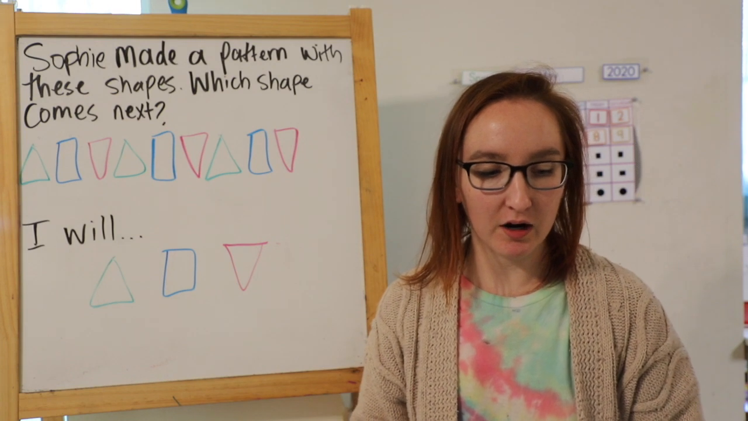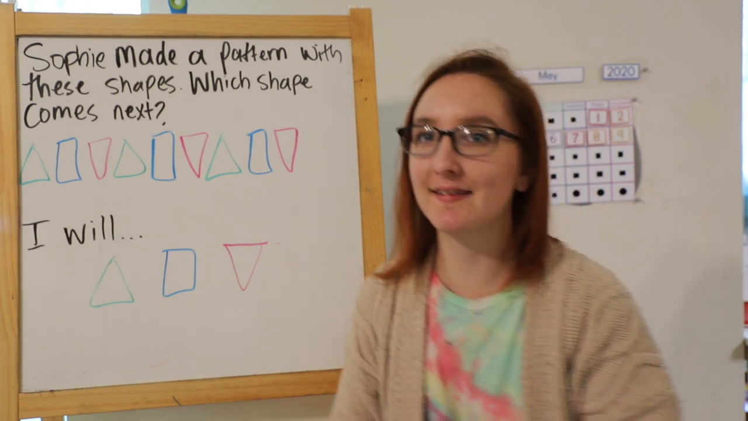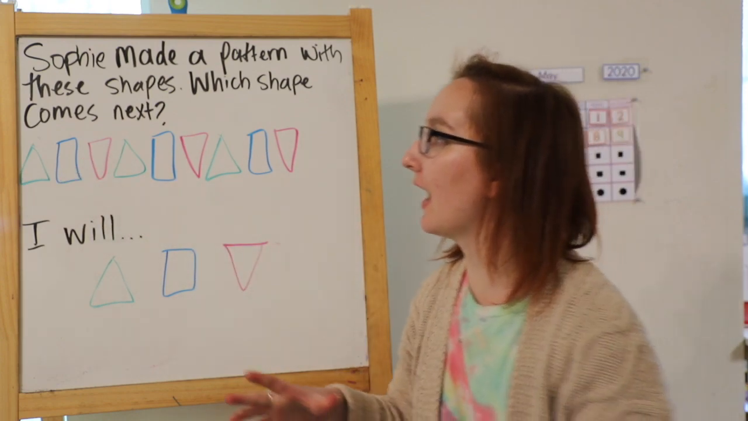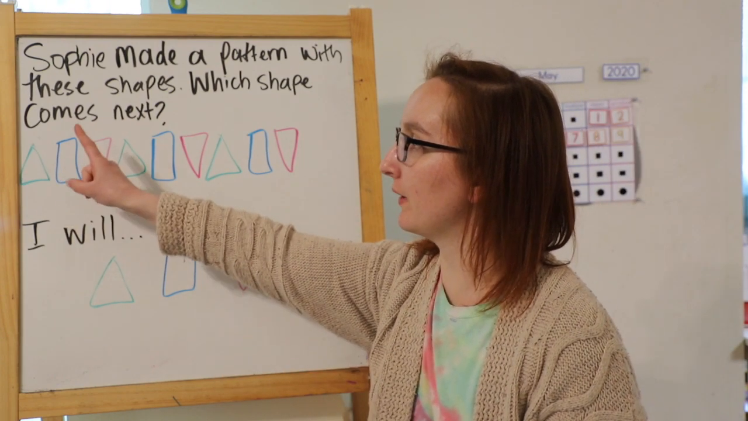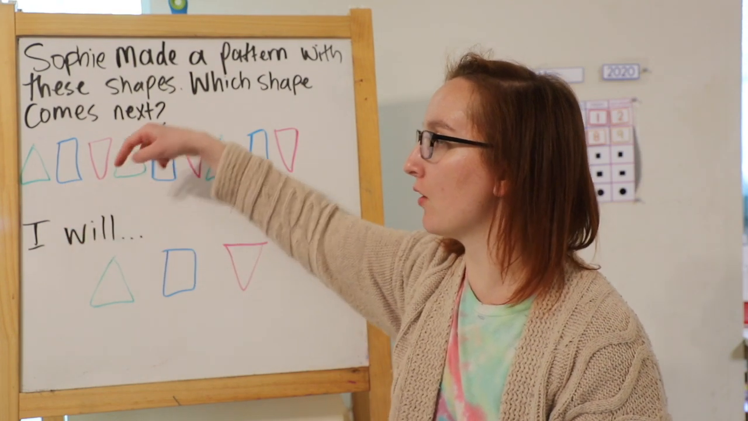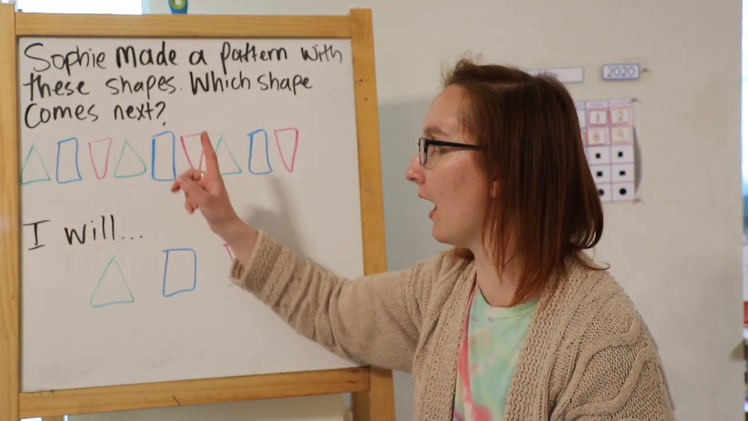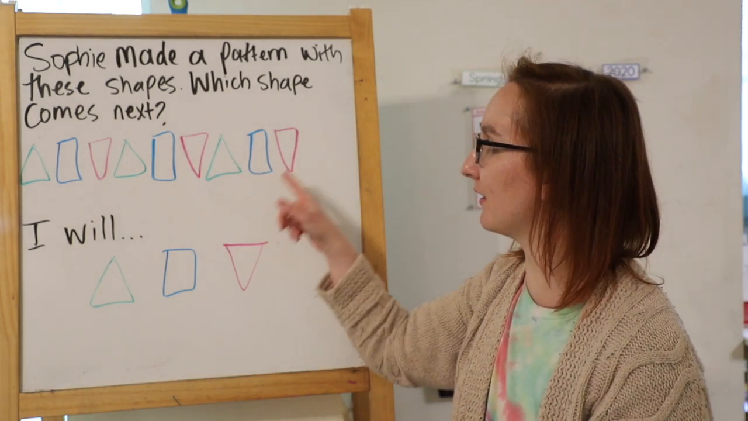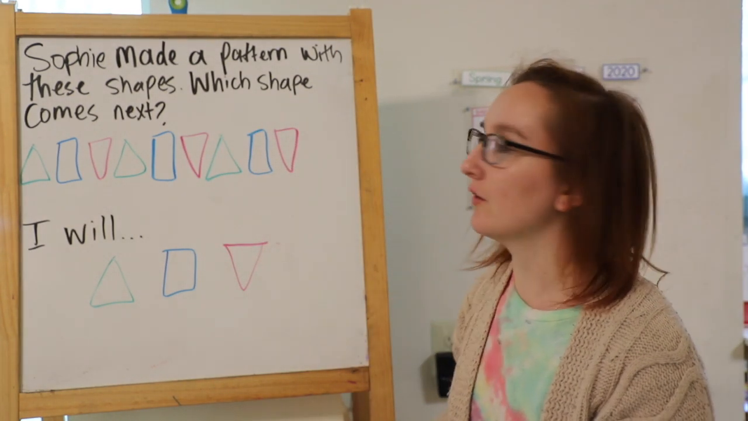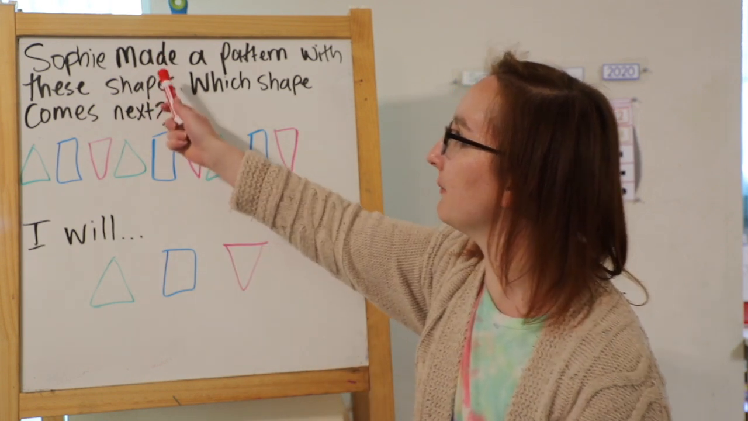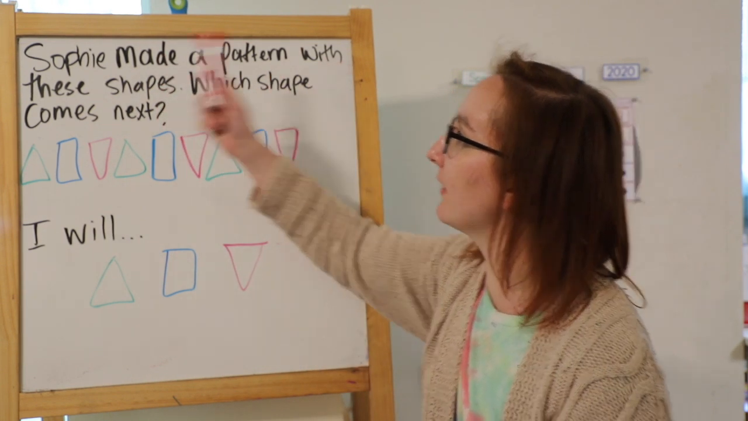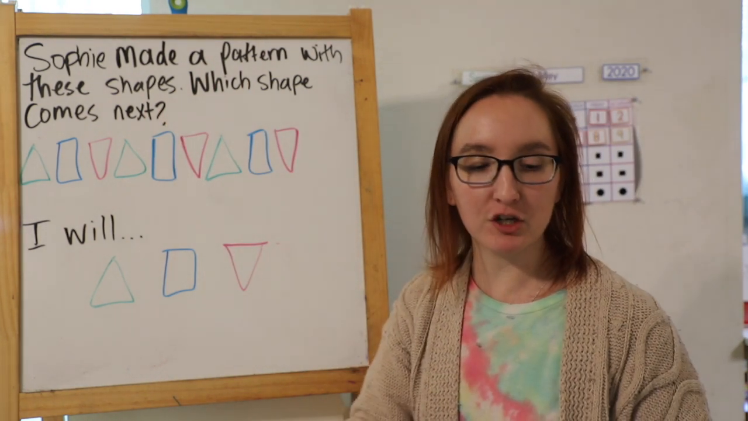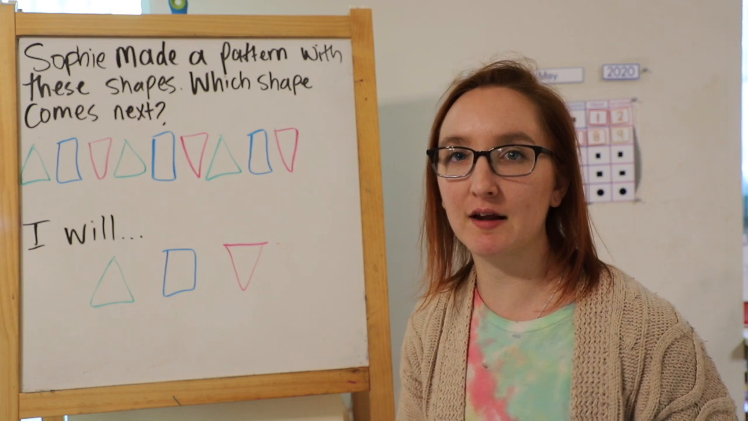Alright, so now we are on page 726, and we see a pattern that looks like this. We have a cone pointing up, a cylinder, cone pointing down, cone pointing up, cylinder, cone pointing down, cone pointing up, cylinder, cone pointing down. Our problem says Sophie made a pattern with these shapes. Which shape comes next? What we're going to do first is understand what we're looking at.